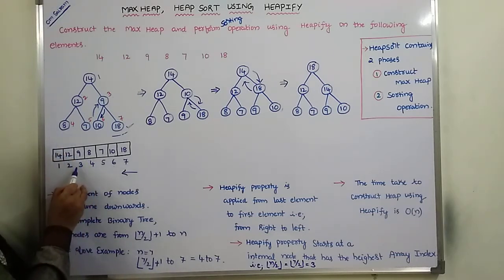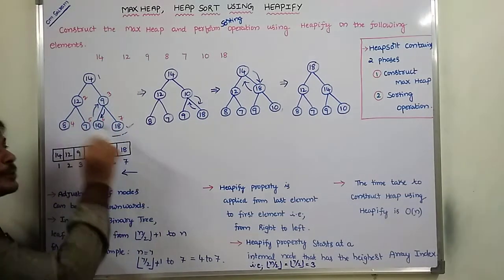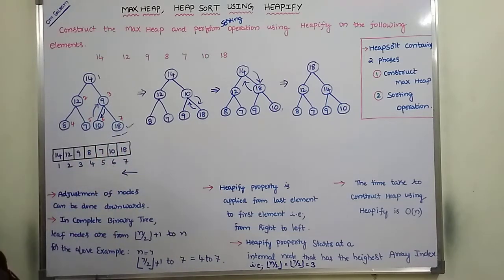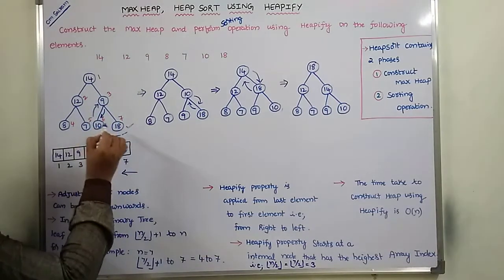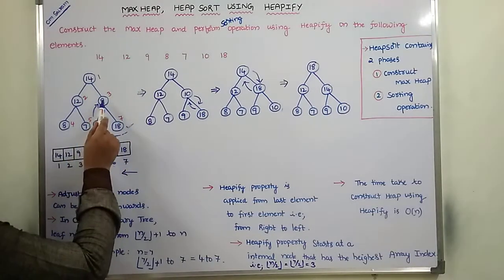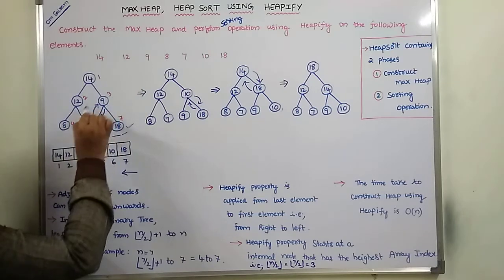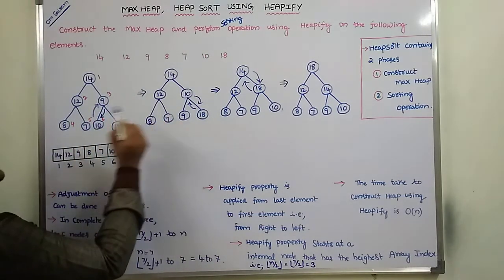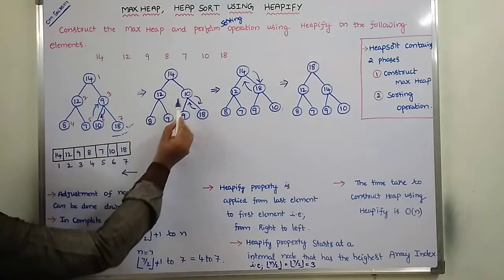Next, go to index 3. At index 3, 9 is there. So 9 has two children. One is 10 and another one is 18. Now we have to check this part. 9, 10, 18. So 9 is compared with 10. 9 is less than 10. It does not satisfy the maximum heap property. So now we have to perform a swap between these two elements. 10 goes up, 9 goes down.